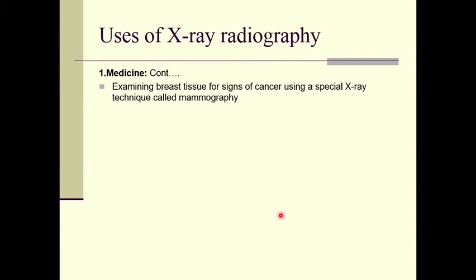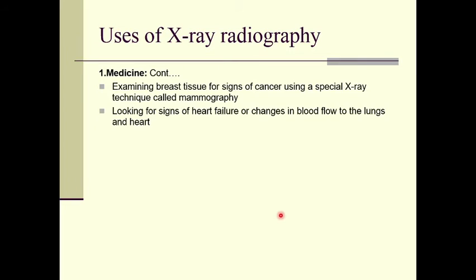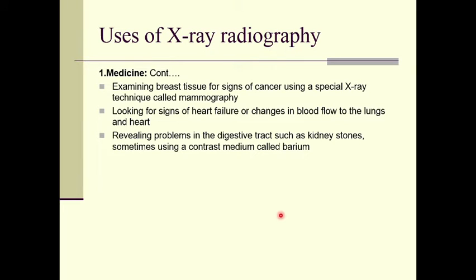In medical applications, we also use X-rays for examining breast tissue for signs of cancer using a special X-ray technique called mammography, right? So mammography is used to examine for breast cancer, right? Looking for signs of heart failure or changes in blood flow of the lungs and heart, revealing problems in the digestive tract such as kidney stones, sometimes using a contrast medium called barium.